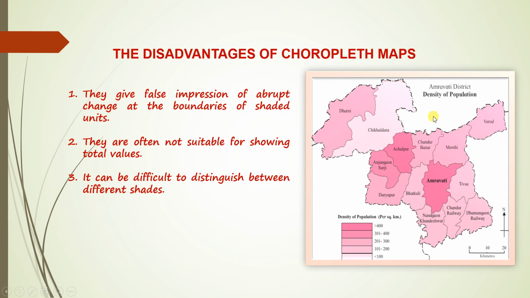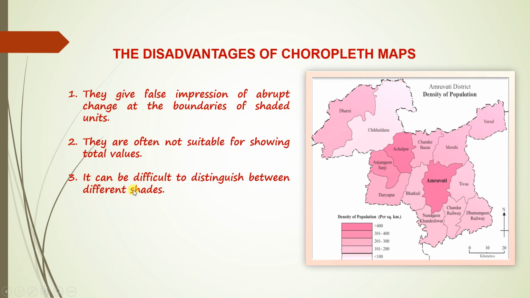Then they are often not suitable for showing total values. Total values means they don't show exact values. Now here in Chikaldara, they have given less than 100 density of population per square kilometer. So they have not told exactly how much it is. It may be 90, 80, 70. So these values are not given exactly. Now Amravati also, it is shown more than 400, but the exact value is not told.